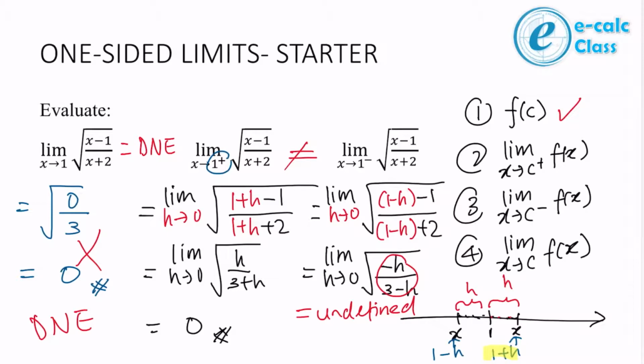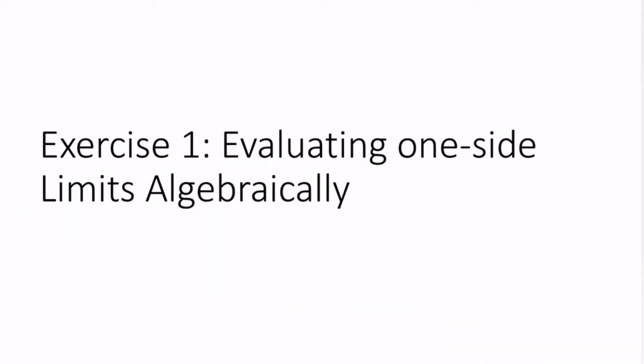Clear? So actually, one-sided limits is very simple, just that you have to understand the concept from the left, from the right, and how come we have an h there. And the rest of them, because we are taking h approach 0, every time it must be h approach 0. Actually, it's usually very easy to evaluate the limits using the limit evaluating techniques that we learned from earlier. Okay, so let's do the exercises. Okay, evaluating one-sided limits algebraically.